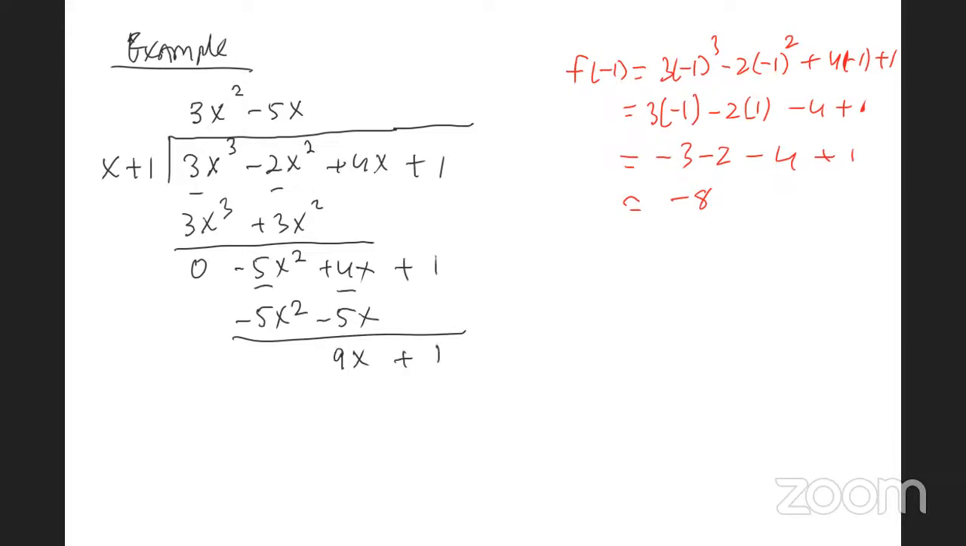Right? X into 9x is 9. 9 by x is 9x. 9 by 1 is 9. Subtract, and we get negative 8. Okay? So remember, this is just to check your answer, right?